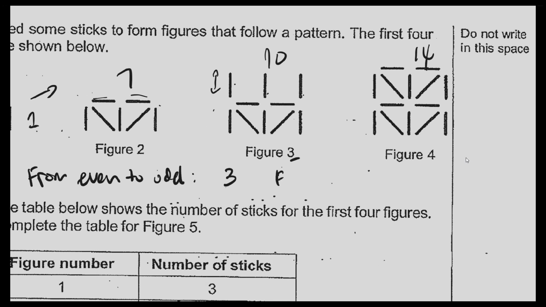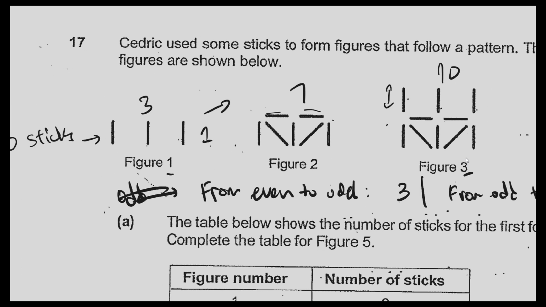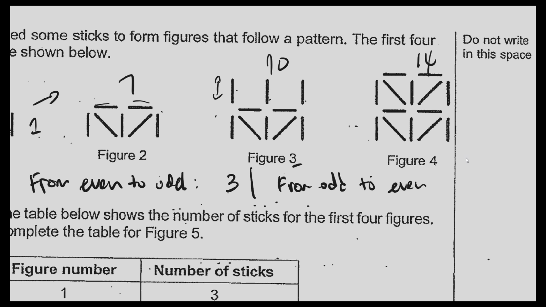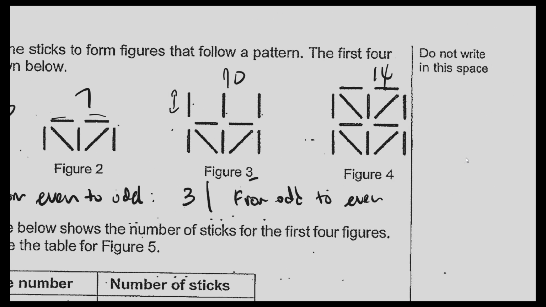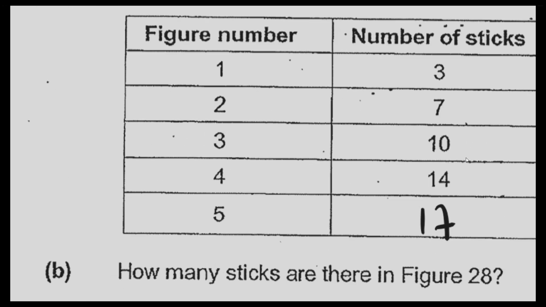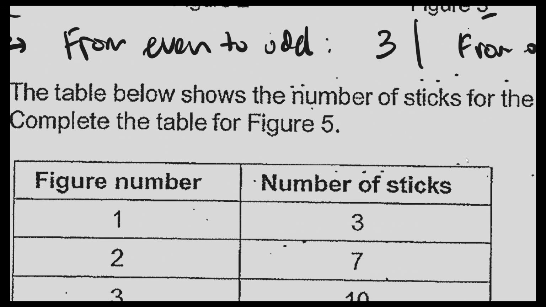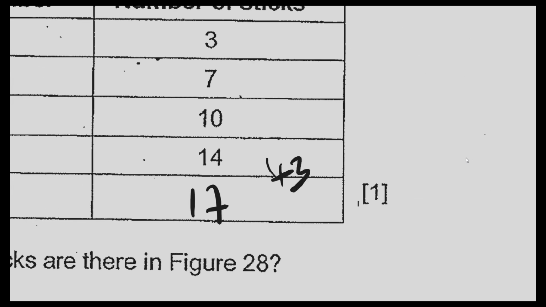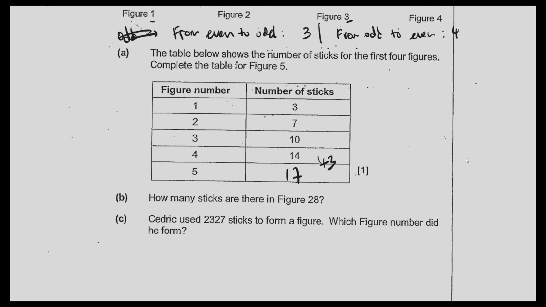But from odd to even, what is from odd to even? It's from 1 to 2, from 3 to 4, for example. We see that they use 4 sticks. So from 4 to 5 is from even to odd. So that's just plus 3. We get 17, right? How many sticks are there in figure 28, right?